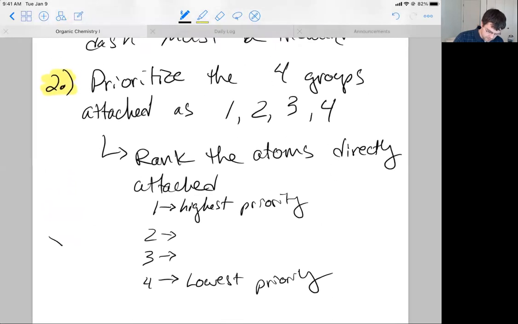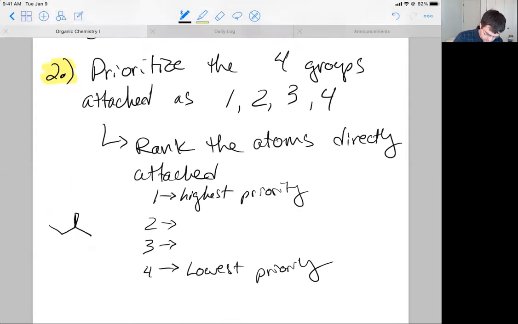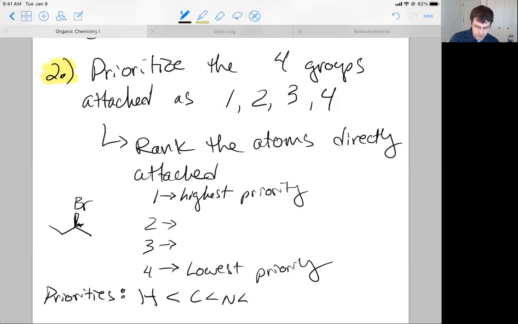Let's get the molecule in front of us again. So we're looking at the atoms that are directly attached to the carbon with a star. And so the highest priority element is going to be the heaviest. Priorities: hydrogen is always the lowest priority. If you've got hydrogen on a stereocenter, it gets priority 4 right away. So it goes hydrogen, carbon, nitrogen, oxygen, fluorine, chlorine, bromine. It's really by increasing atomic weight.